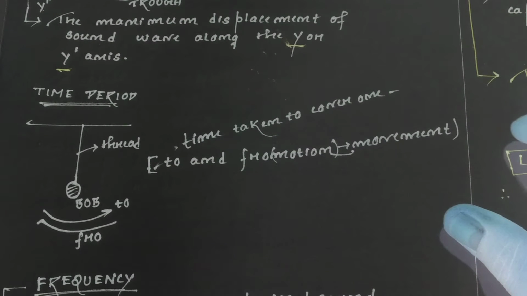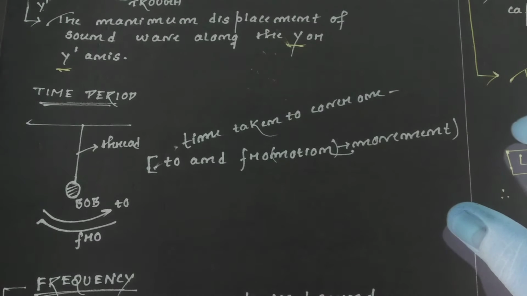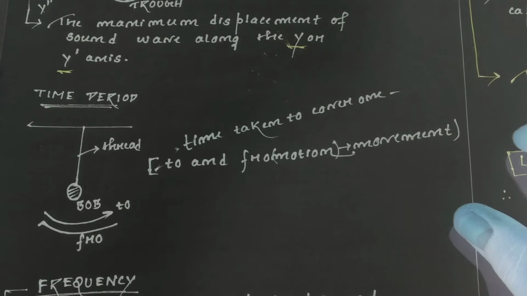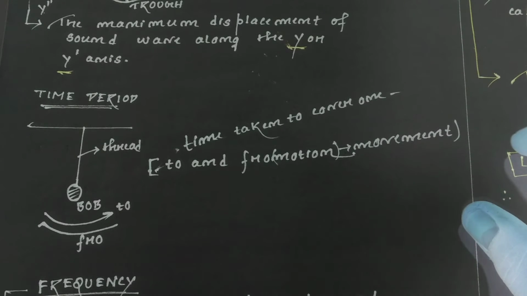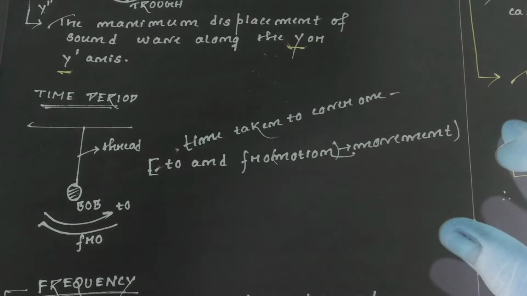Now what is time period? Time period is the time taken to cover one to and fro motion. So the time taken to cover one to and fro movement will be called the time period.